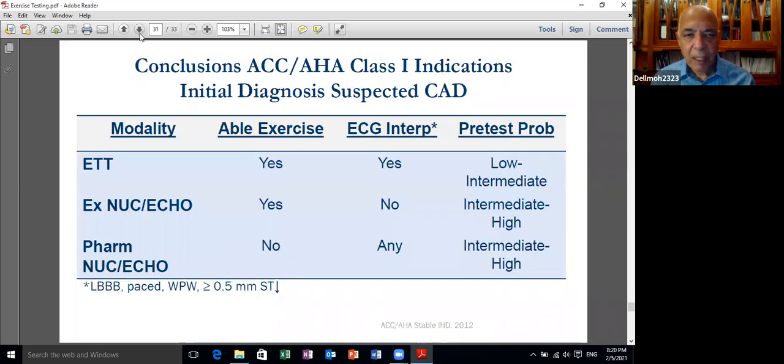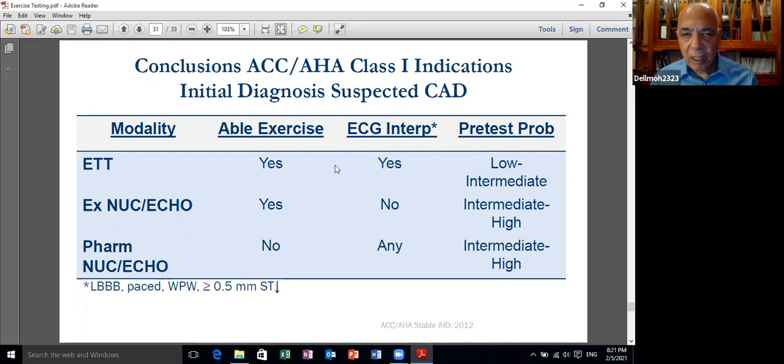So what's the bottom line in choosing the test? The bottom line, and this is the last slide, is that if the patient is able to exercise, then you do an exercise test. You don't do a pharmacological test. If he's not able to exercise, it's a pharmacological test. This by itself connotes a high risk, because as I told you, the duration of exercise is the most important variable that clarifies the prognosis of the patient.